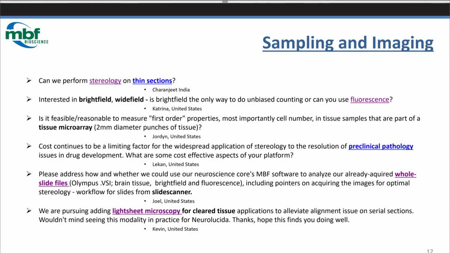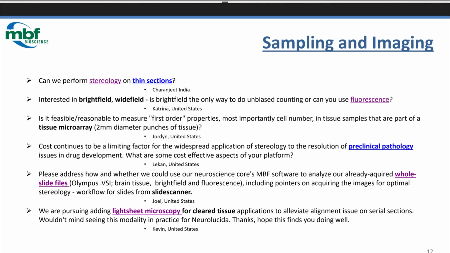Jordan from the US is asking, is it feasible and or reasonable to measure first order properties, interested in cell number, in tissue samples that are part of a tissue microarray? The answer to that is yes, you could use stereology in a 2mm punch, but keep in mind you'd only be finding out about that punch.